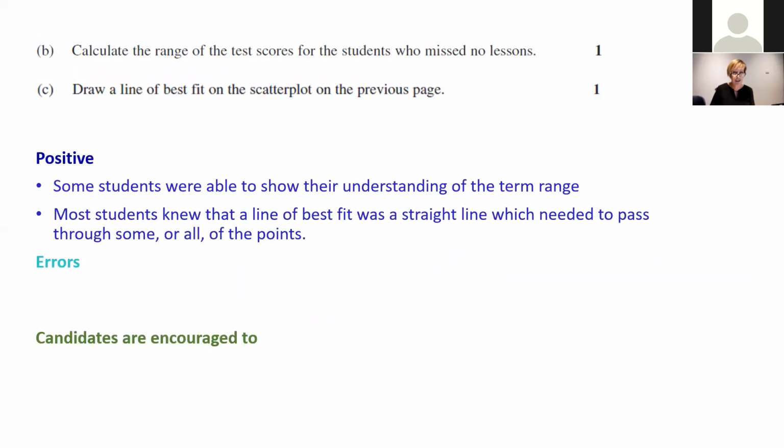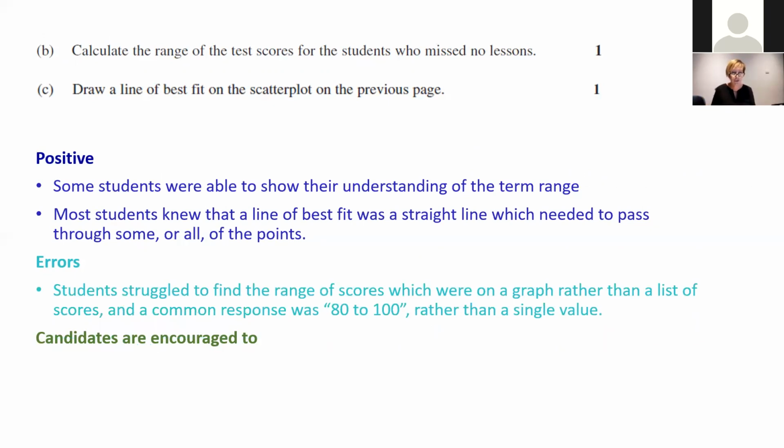The next question involved calculating the range of the test scores and drawing a line of best fit. Some students were able to find the range without too much trouble, and most students knew that the line of best fit was a straight line which needed to pass through some or all of the points in the middle of that grouping, not outside that grouping.